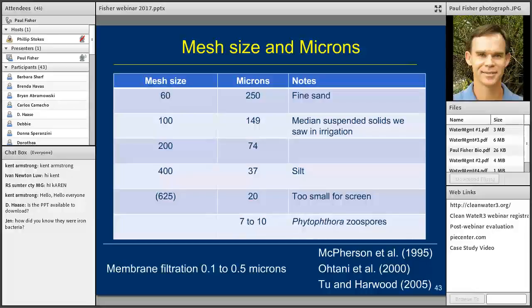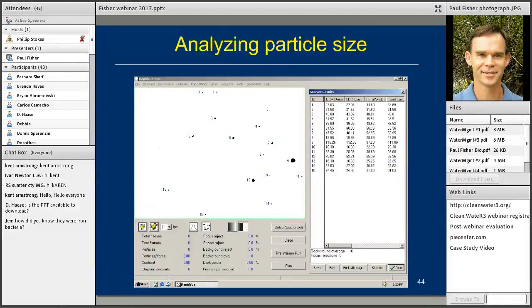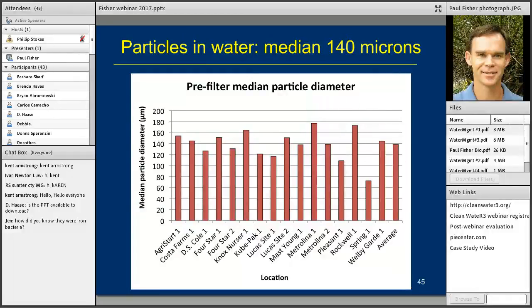For that, we need to have membrane filtration rather than a type of screen filter to be able to get out the microbes. We can also send a water sample off to the lab here, the engineering lab, and they have different types of equipment to measure particle size. In this case, they're taking a photo of the particles that are in a recirculated irrigation water, and they can analyze the diameter of these particles.